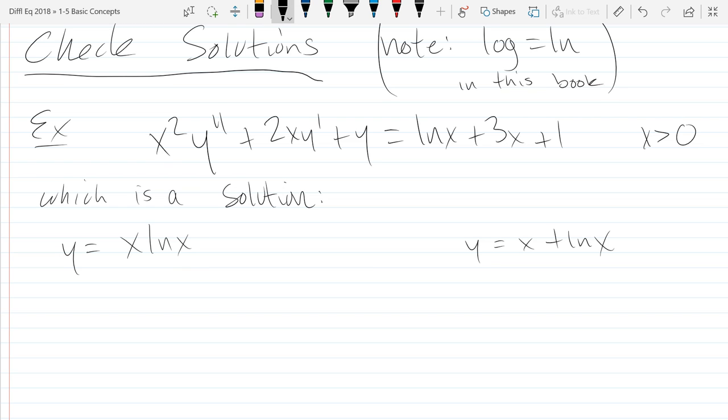All right, so one of these two is a solution. One of them, you obviously need the product rule. The other one, you need the sum rule. So the first thing I recommend you do, I need up to the second derivative. So go ahead and find y prime and y double prime of both of those. And then once you have all that, plug in one set of y prime and y double prime, plug in the other set. And one of them should work out.